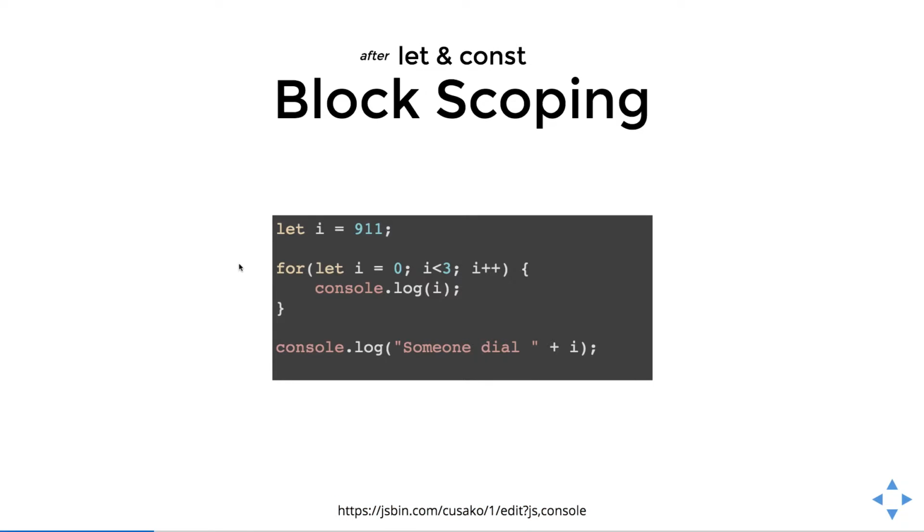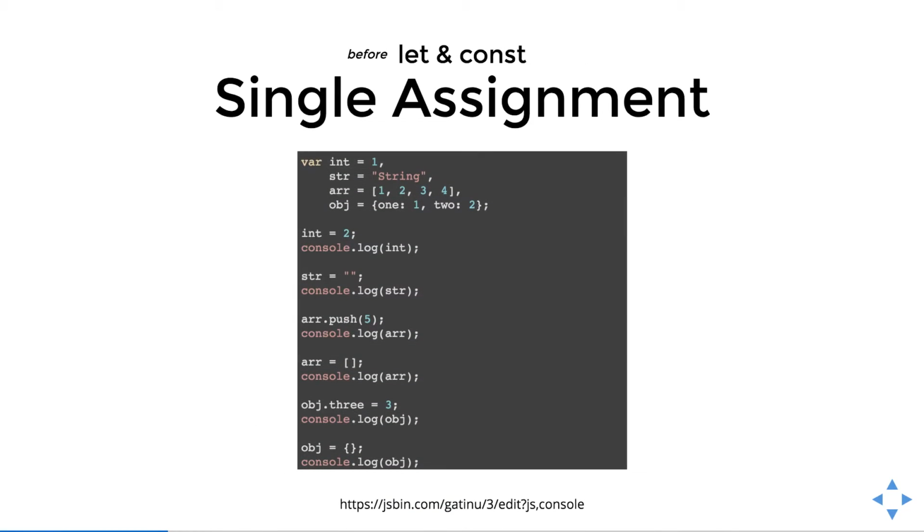So that's let. We haven't talked about const. With const, we have this idea of single assignment. It's not really a constant in another language sense, but it's single assignment, okay? Looking at this code, anyone want to guess what happens? We're declaring a bunch of variables: int, string, array, object. Then down below we say, okay, now int's going to equal 2. When we do console.log, what should be there?